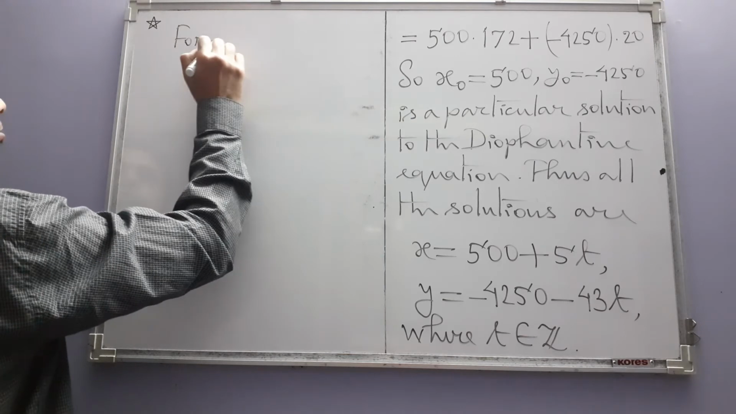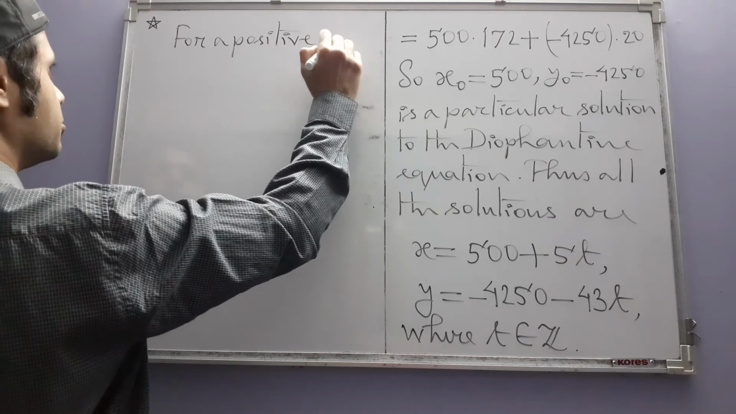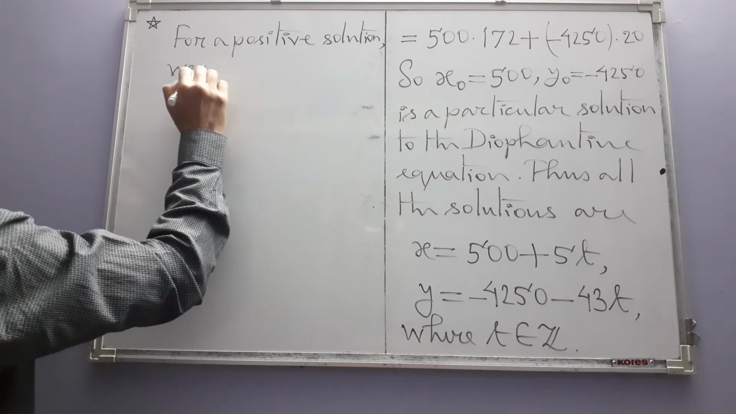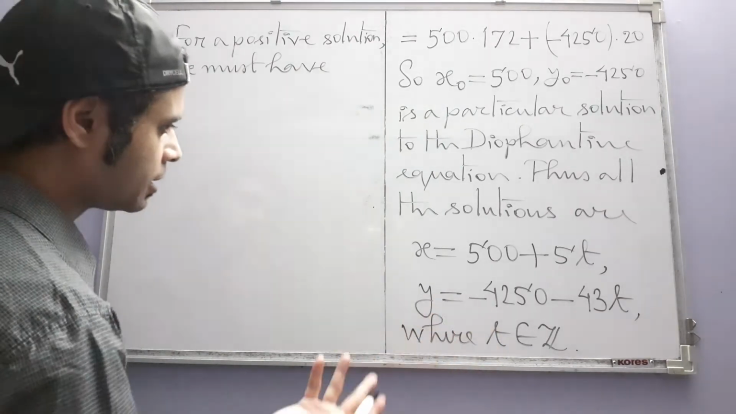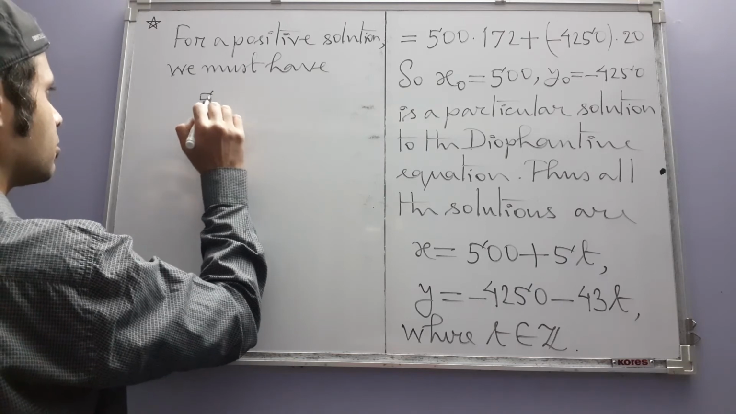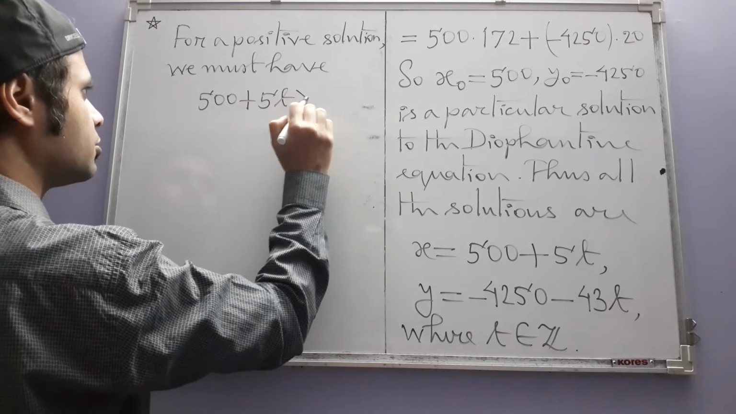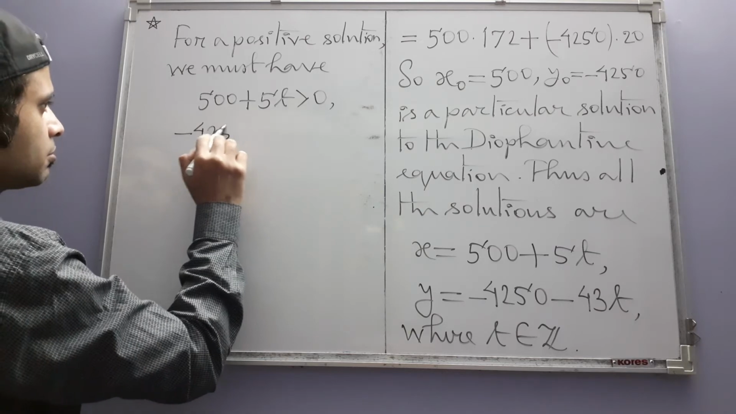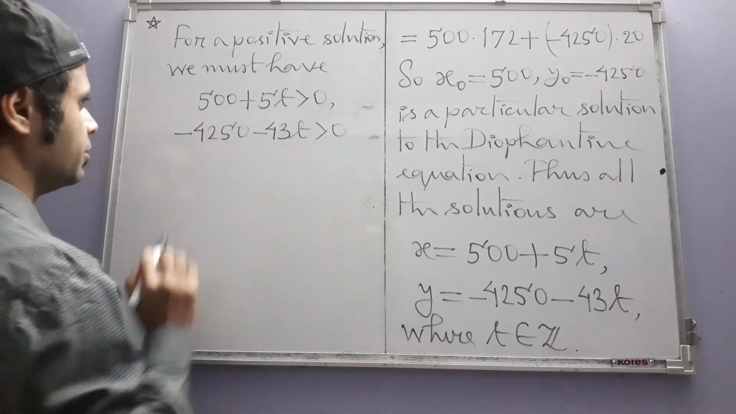For a positive solution, we must have, we have the general expression, so let's just see what they give us. 500 plus 5t should be greater than 0, and at the same time minus 4250 minus 43t should also be greater than 0.